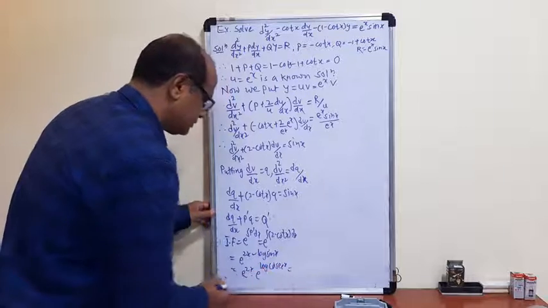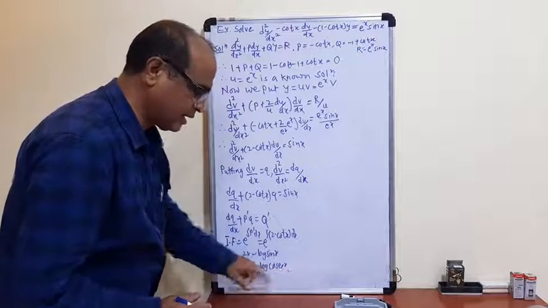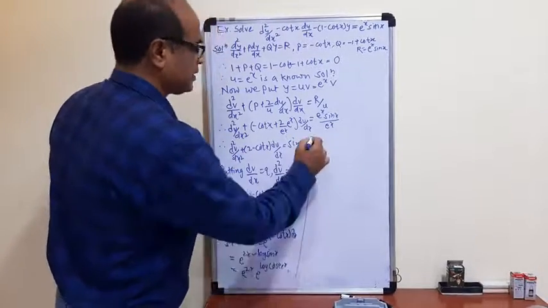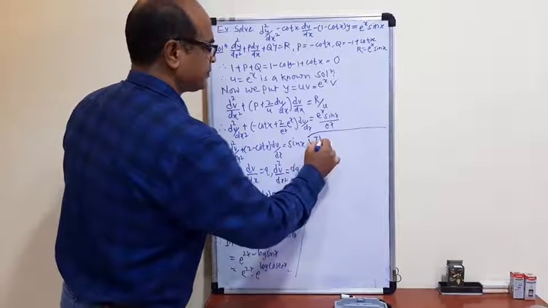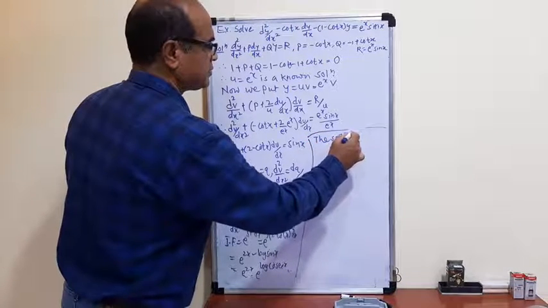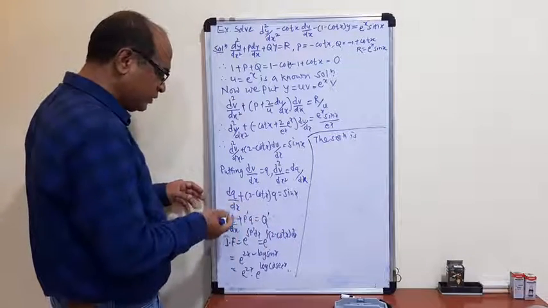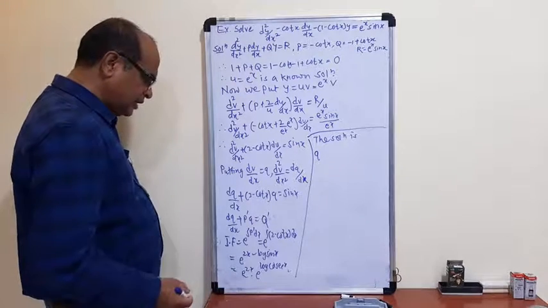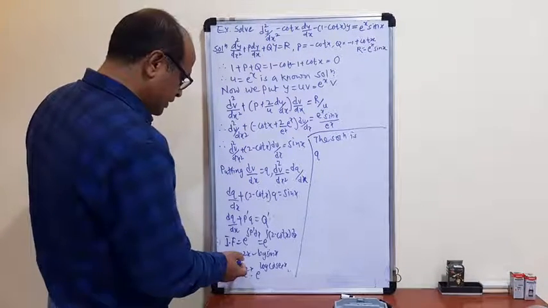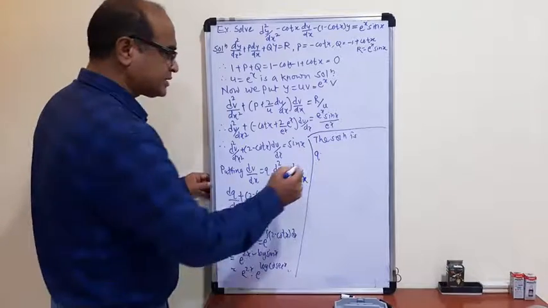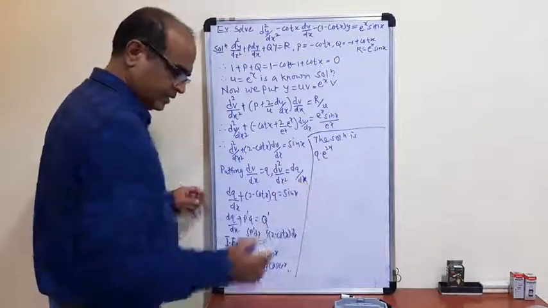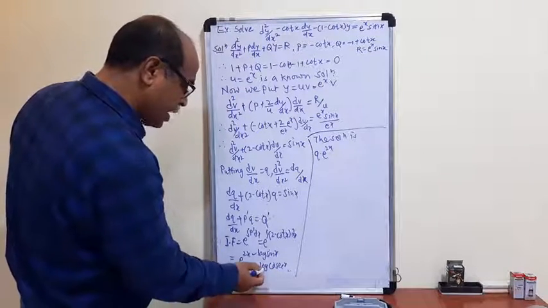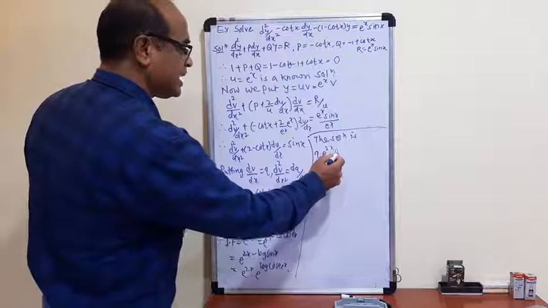So this is the integrating factor. Therefore the solution is, so what is the solution of this first order differential equation? So what is the integrating factor? The integrating factor is e raised to 2x, e raised to log of cosec x, which is simply cosec x.